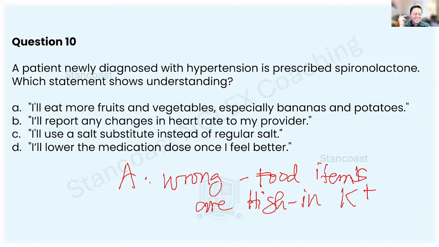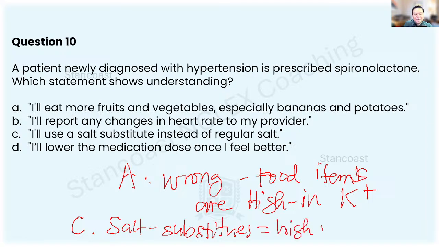Okay. All right. So A is wrong because those bananas, potatoes are high in potassium. Letter C. I'll use a salt substitute instead of a regular salt. Remember about the salt substitute that I mentioned earlier? Salt substitutes are high in potassium content. Okay? So they're not supposed to be using that in their diets, in their meals. No substitutes.